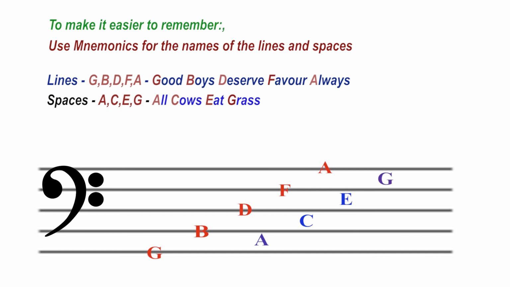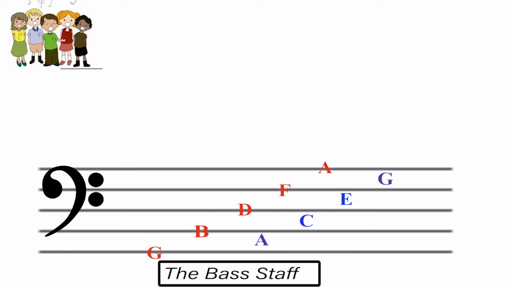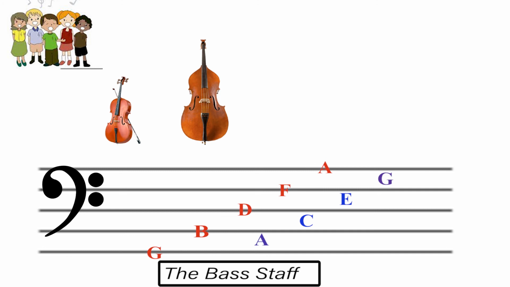When the bass clef is placed on a staff, the staff becomes known as the bass staff. The male voices of tenor and bass use this staff in choral music. Instruments that use the bass staff include the cello, the double bass, the trombone, and the tuba.